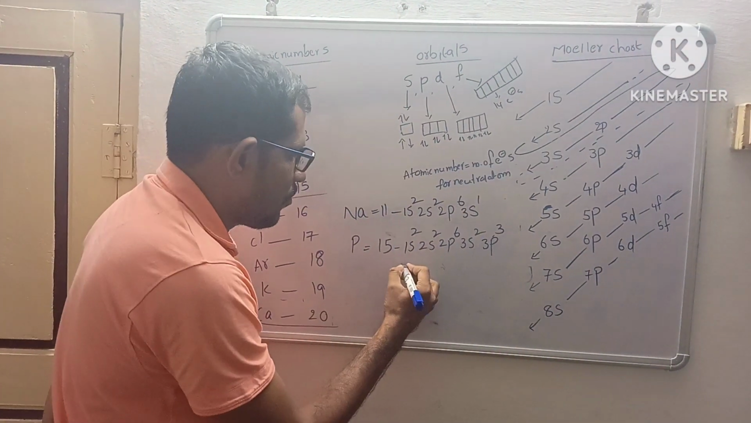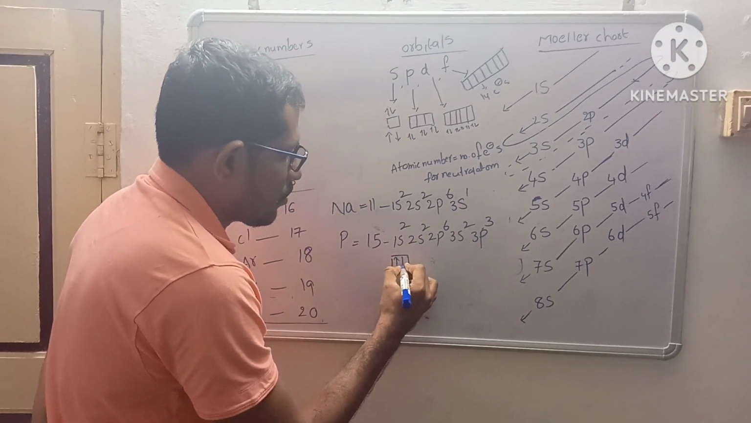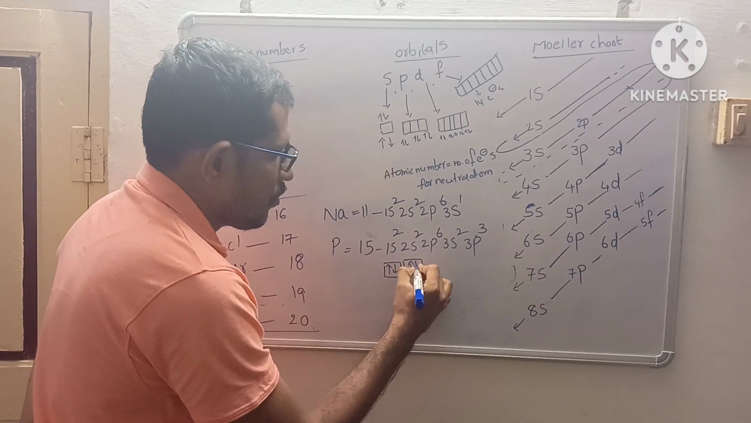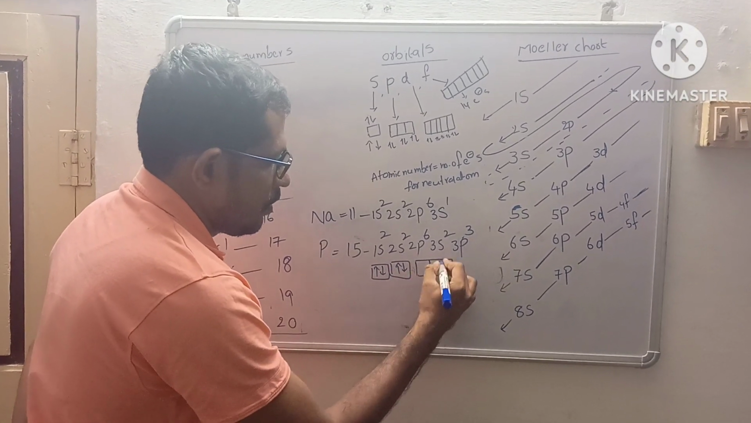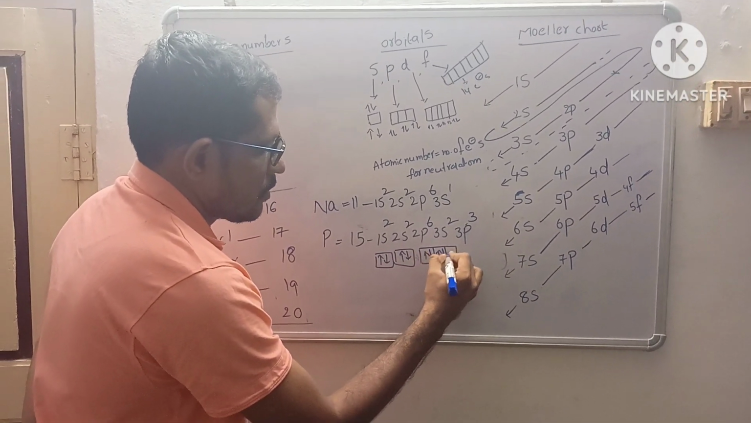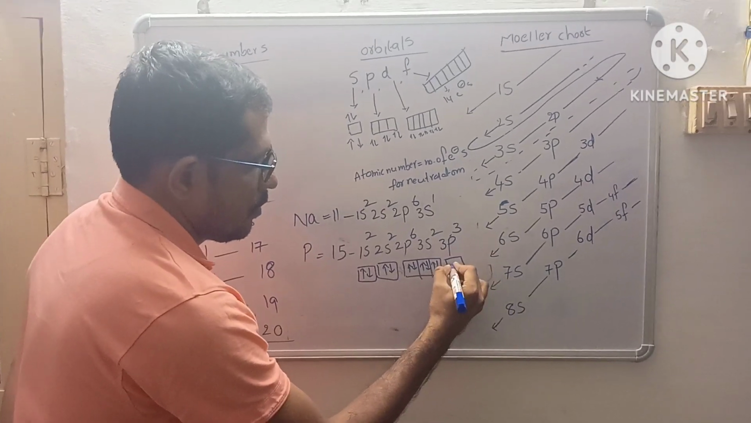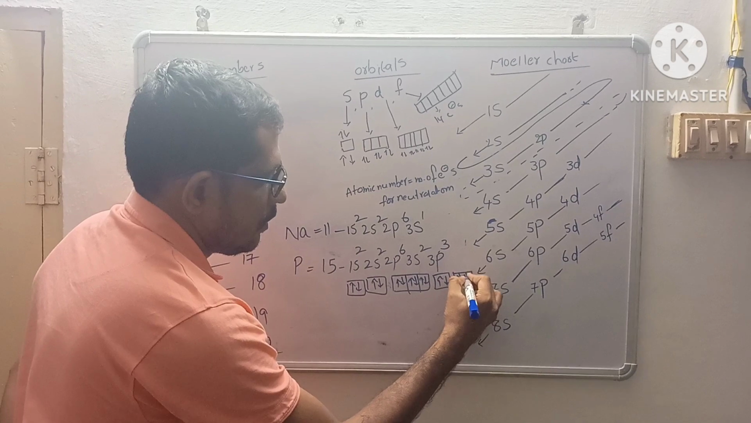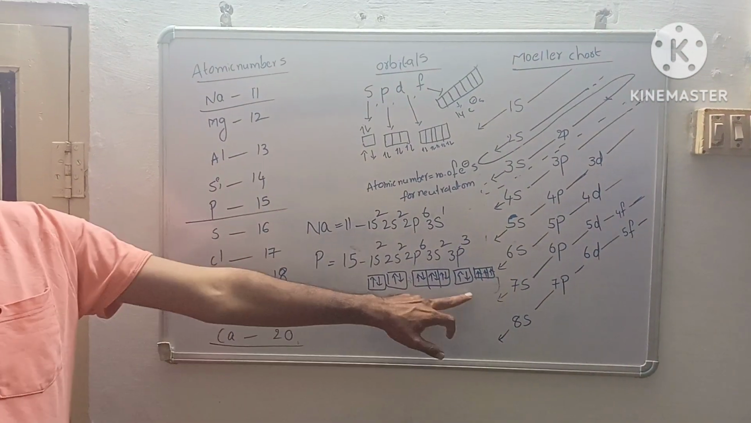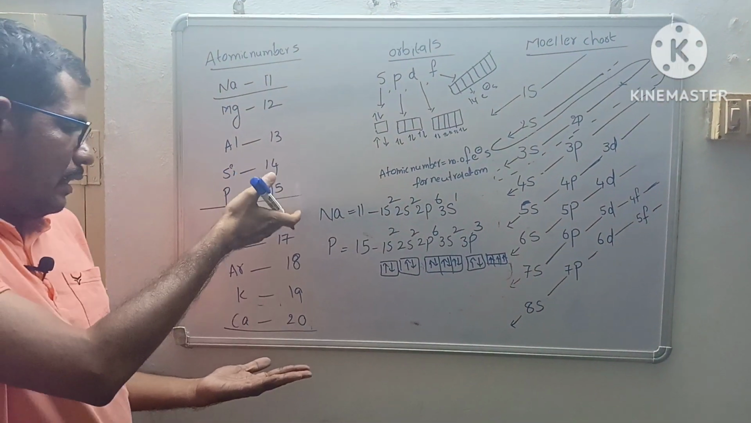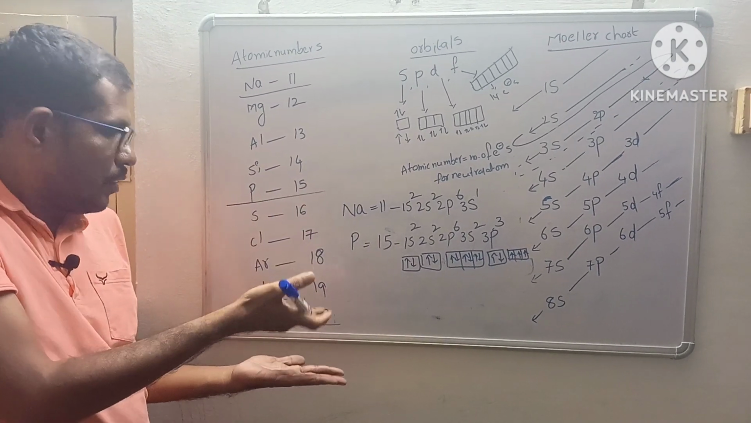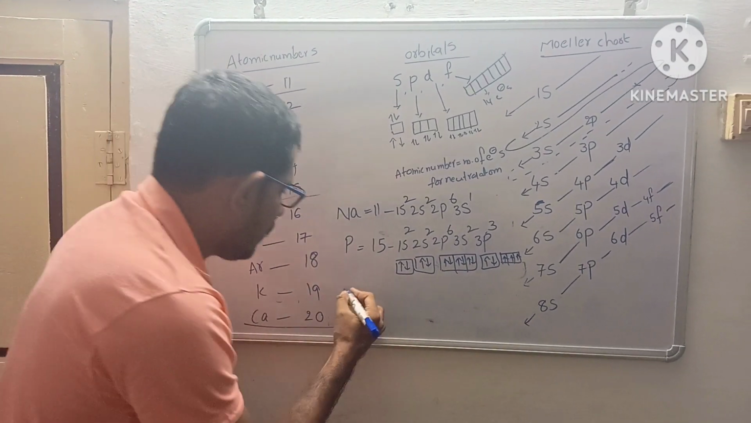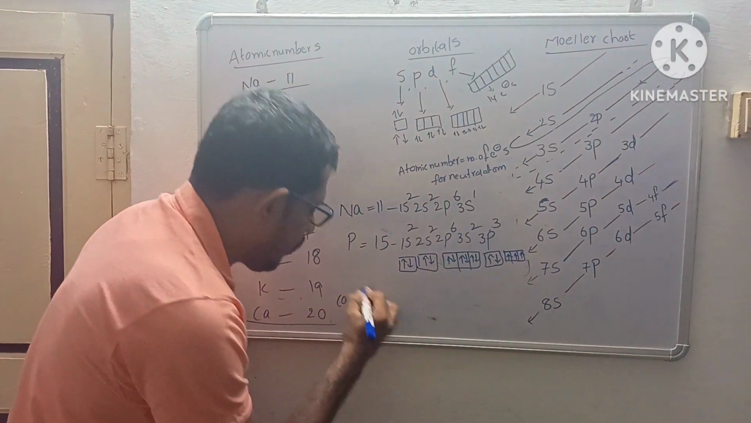I am giving the orbital notation. So 1s, 1 box, 2 electrons; 2s, 1 box, 2 electrons; 2p, 3 boxes, so 6 electrons; 3s, 2 electrons; 3p3, so 3 electrons, right? So for 16, 17, 18, 19, you people please practice. Then I will go for calcium, 20.